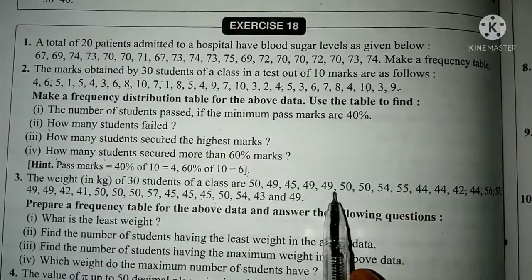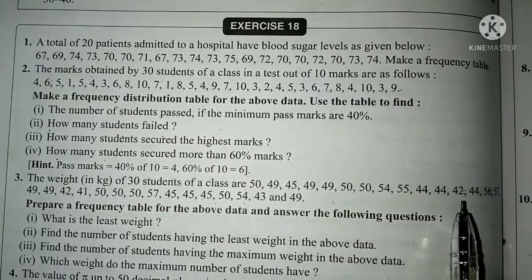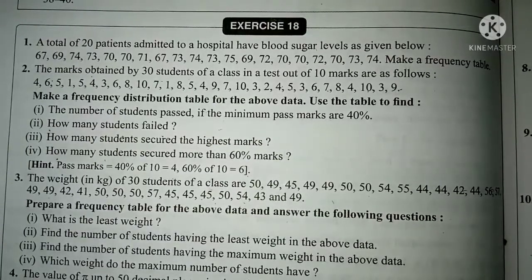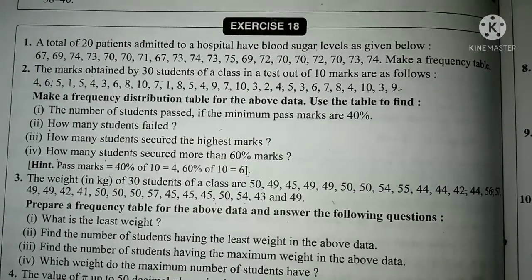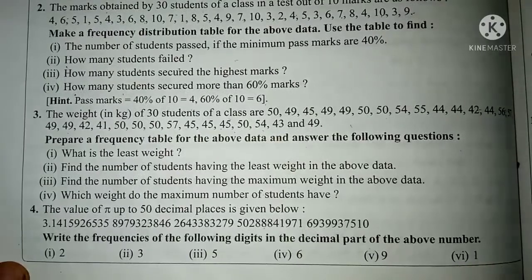49, 50, maybe it's up to your 60. So you can make from 40 to 45, 45 to 50, then 50 to 55, then 55 to 60. This is how you can make your class intervals, and you can answer all these questions. So these three numbers I'm leaving as homework. Now we'll go for the fourth one.